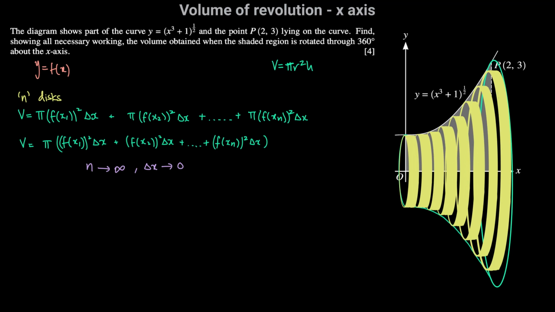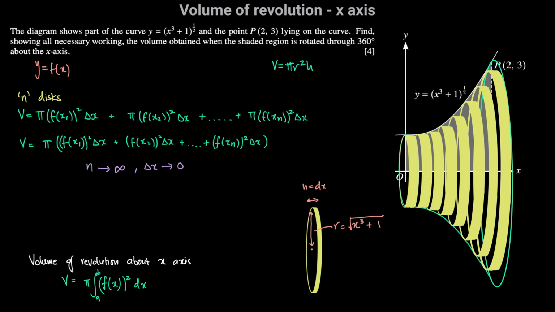And that sum can be represented by the following expression. Here, what we're saying is, since delta x is getting smaller and smaller, we can say that delta x is just dx. That's a very small change in x, almost equal to 0. The radius at any given point x is simply f of x. So we have pi times f of x, the whole thing squared. That's r squared times h, which is dx over here.